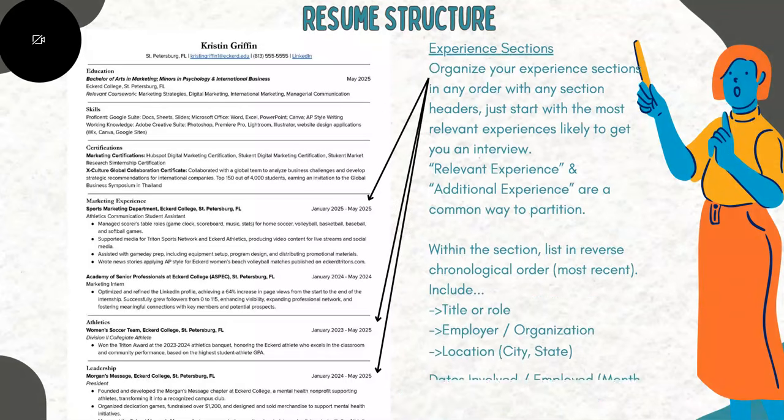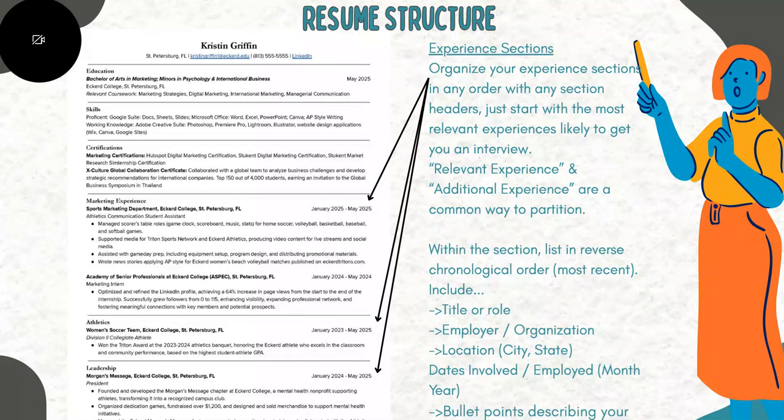Now, let's move on to the sections that capture your experience. You can organize these sections any way you want using any section titles. A common way to group experience is by relevant experience and then additional experience, so 2 experience sections. In our example, Kristen chose to have a section entitled Marketing Experience since she's pursuing work in marketing and she gets to use the marketing keyword.